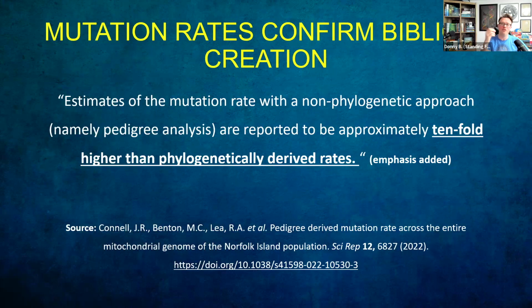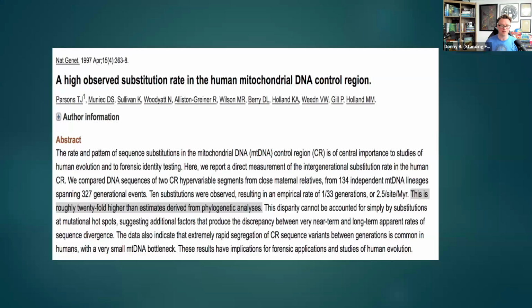The phylogenetic approach is the method that evolutionists use, where they assume deep time, assume the geologic column and the dates provided for the geologic column. It assumes common ancestry with apes and makes many false assumptions. But notice what they admit. These observed mutation rates, the empirical method, are reported to be approximately tenfold, 10 times higher than evolutionary derived or phylogenetically derived rates.